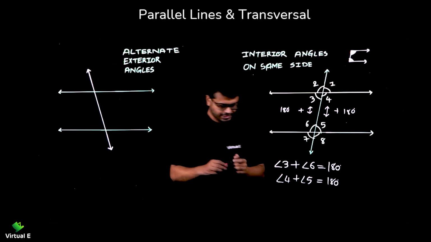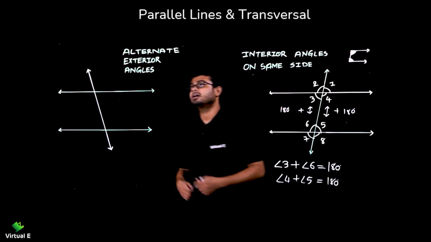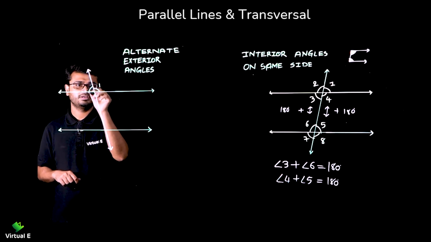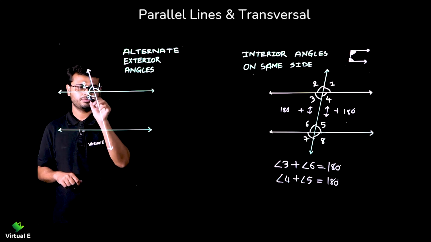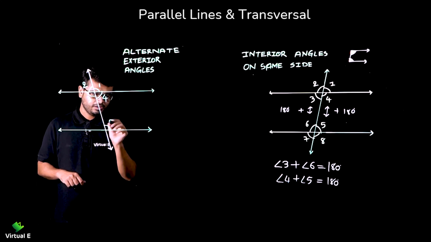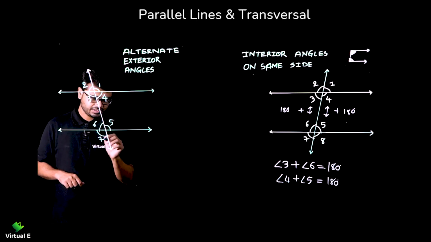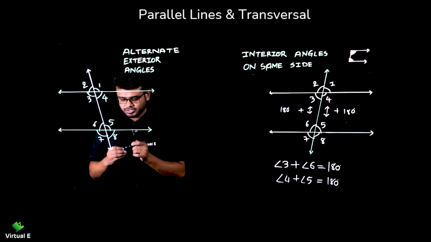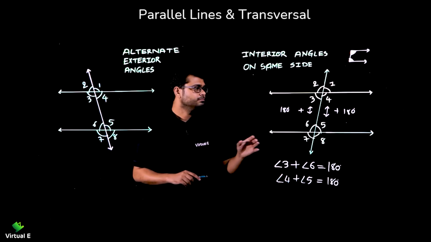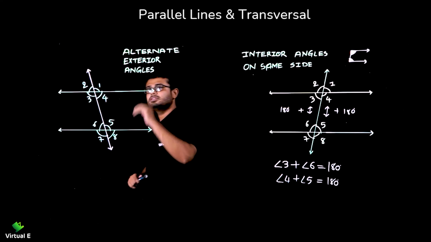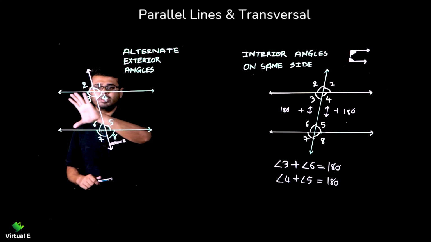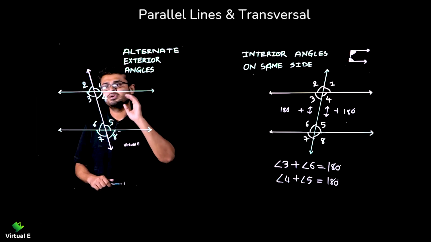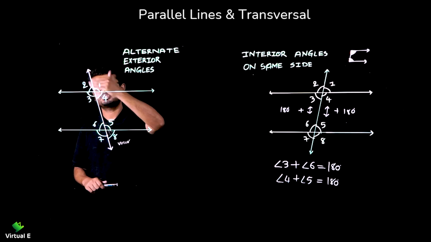Very simple, right? Let's discuss the last case, alternate exterior angle. Let's start with the numbering. So 1, then 2 here, 3 and 4, 5, 6, 7 and 8. Now alternate exterior angle. So this was the case of the interior angle. This is about the exterior angle. So we are not going to talk about the angles which are inside this parallel line. We are only going to talk about the angles which are outside of it.